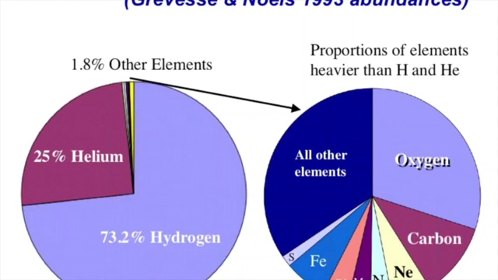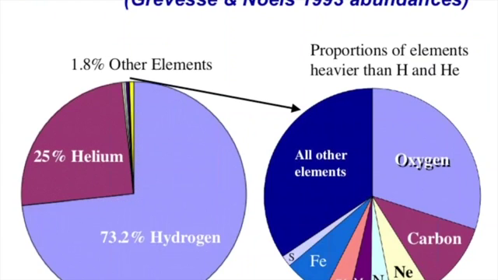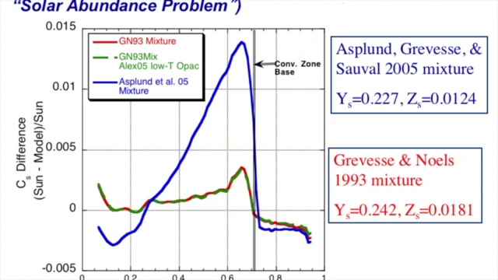As you may or may not know, in the year 2004, they reanalyzed the spectrum of the sun, and the amount of heavy elements, especially carbon, nitrogen, and oxygen, went down. So instead of 1.8% heavy elements in the sun, we're down to more like 1.2 or 1.4%, mostly oxygen, carbon, and nitrogen.